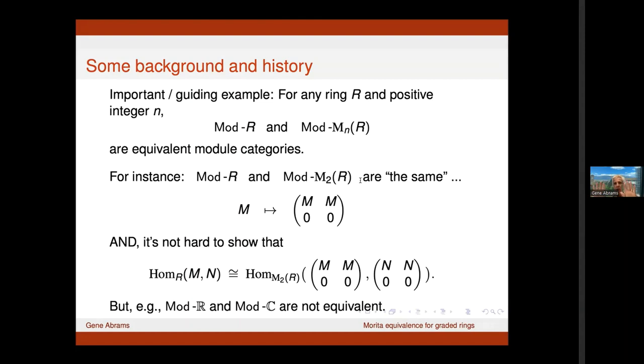I mean, if you're thinking, well, I just take a vector space of dimension n here and map it to a vector space of dimension n here, the issue is that the appropriate morphisms won't work out correctly; the morphisms are not going to be isomorphic in the correct way. So the good example to keep in mind of rings that are equivalent, namely that their module categories are equivalent, is a ring and n by n matrices over the ring.